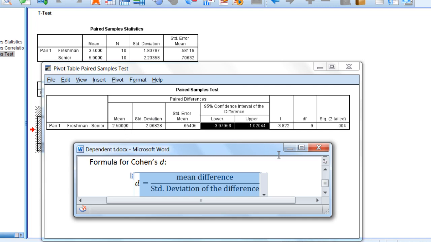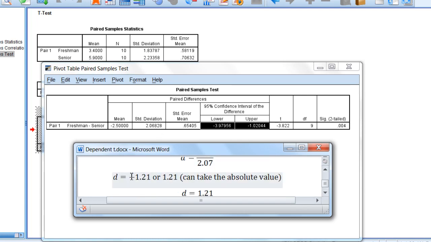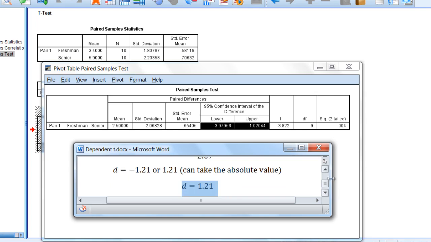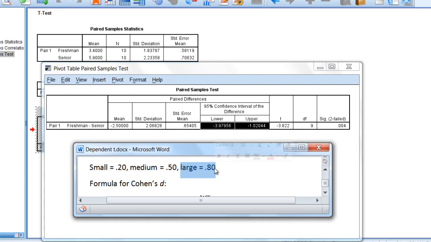So if we plug these values into the formula, we'll see we have a d of negative 2.5 divided by 2.07, rounding to 2 decimal places. So negative 2.5 over 2.07 is equal to a d of negative 1.21. Now recall that for Cohen's d, we typically just take the absolute value, so we'll report it as a d of 1.21. A d of 1.21 definitely falls into a large effect size using Cohen's standards. So the effect size in this example is definitely large.